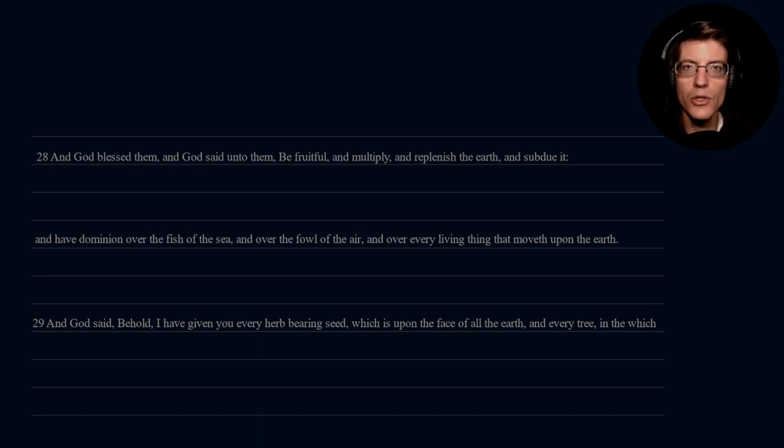Genesis in Gregg Shorthand, King James Version, verses 28, 29, 30, and 31.